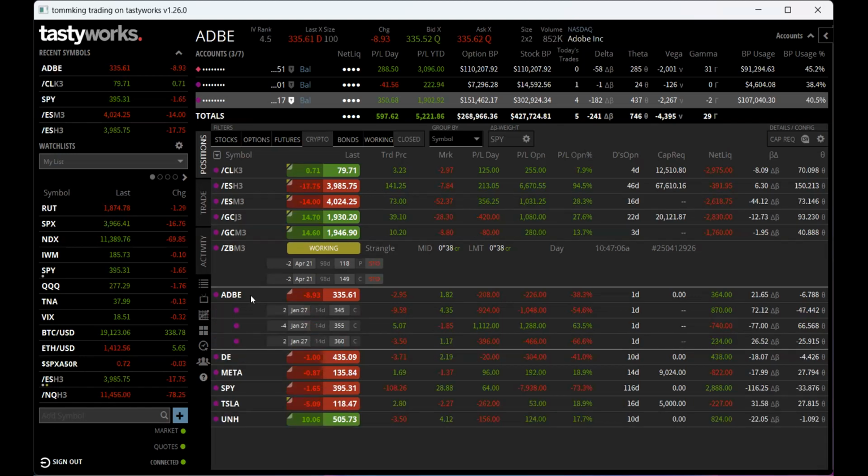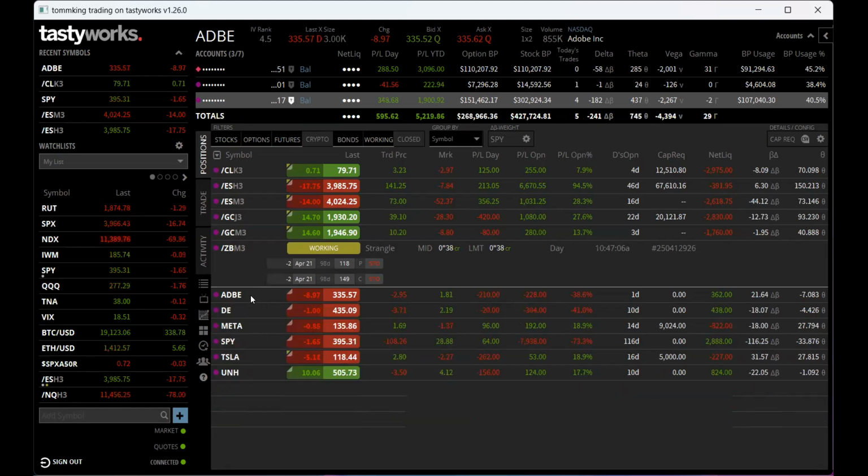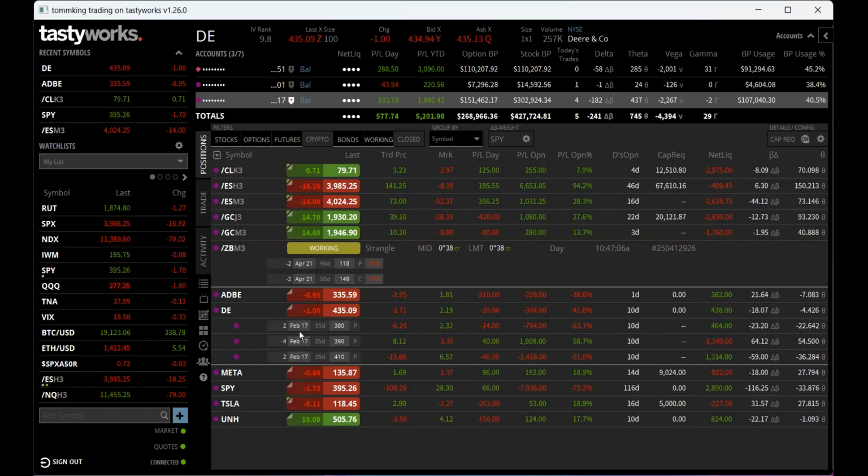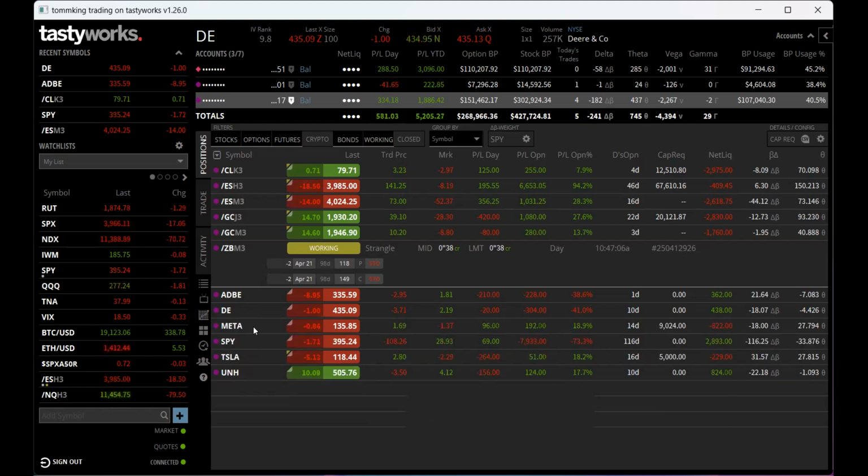Adobe just happened to put that thing on yesterday, and it dropped 9 points today. It's all good. It's limited risk. It can only lose a little bit of money. Deere, that thing's dropping. We have a put broken wing butterfly. Meta here is a strangle. Perfect. It's up 20% already. And then Tesla here, we've got 18% winner on the overall position.